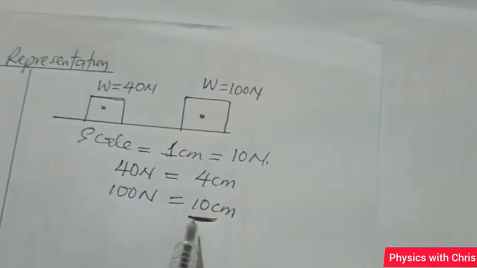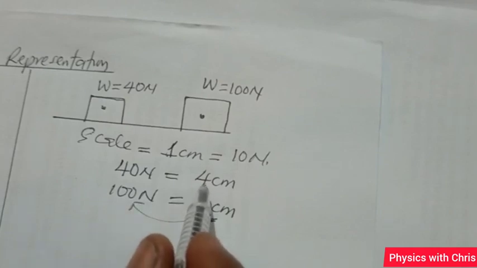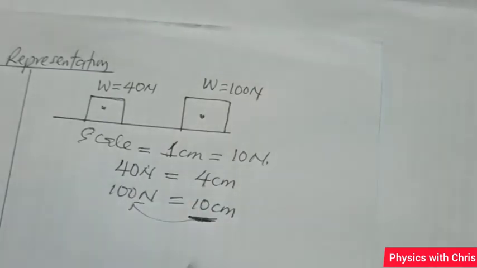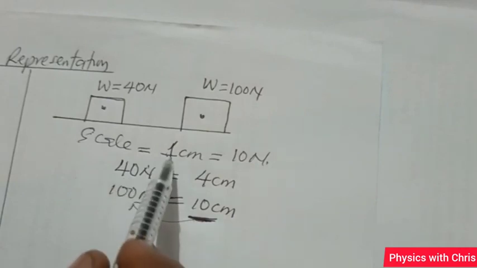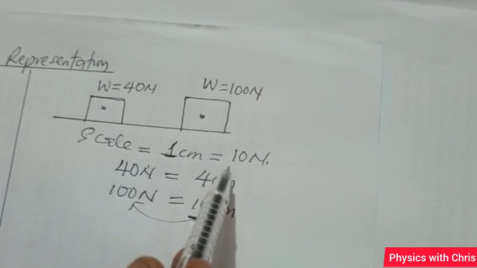Take for instance, you have two masses lying on a floor, and one of them has a weight of 40 Newton, and the other has a weight of 100 Newton. The weight of a body acts at the center of gravity of the mass. Now, how do we represent the weight? Weight of a body is a vector quantity, so we need to use a section of a line. First of all, I have to choose a scale. Here, I'm using a scale of 1 centimeter to 10 Newton.